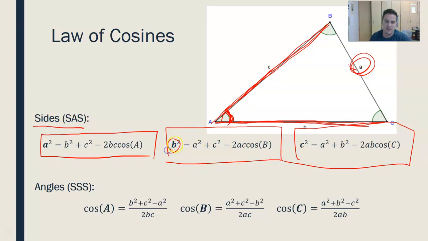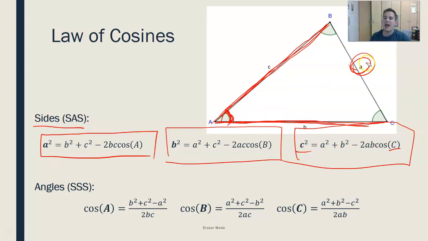So if I was trying to find side b, I'd take b squared equals a squared plus c squared minus 2ac times the cosine of B, that angle opposite b. If I was looking for side c, then c squared equals a squared plus b squared minus 2ab times the cosine of C, that angle opposite c.